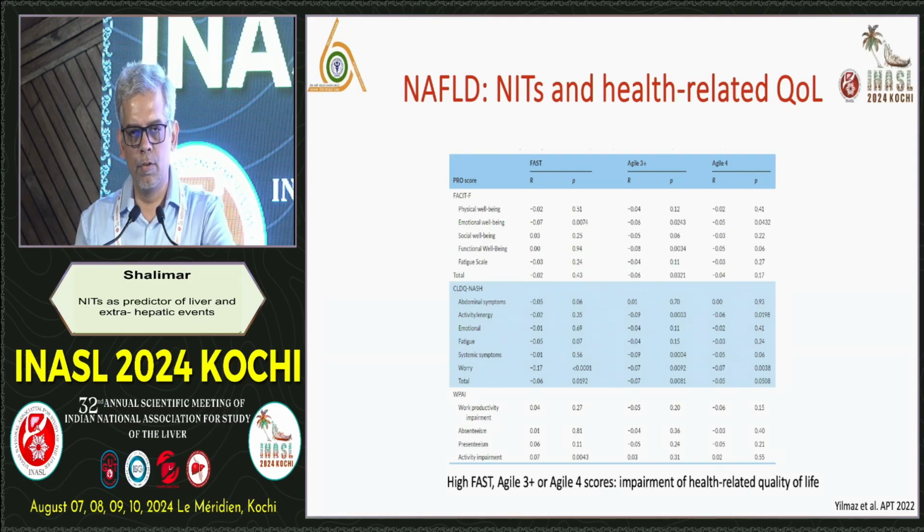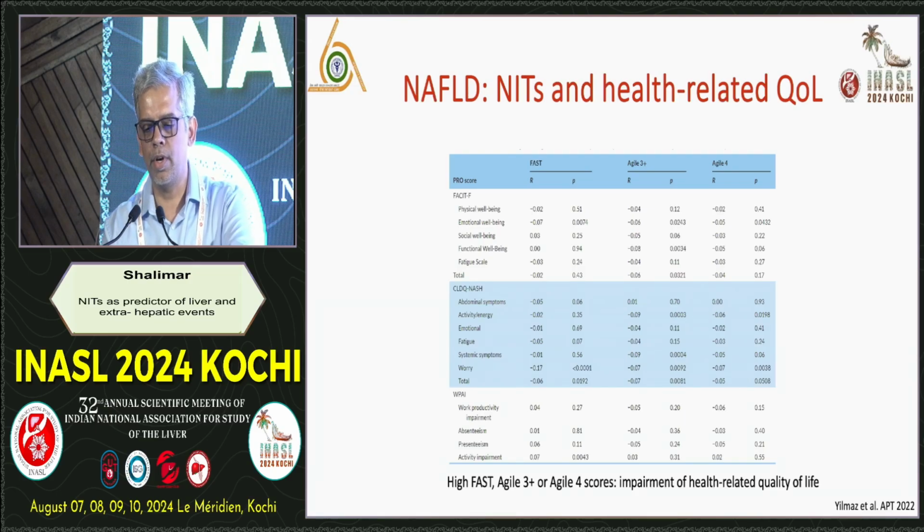What this study showed was that a high FAST score, AGILE-3 and AGILE-4 scores are associated with an impairment of health-related quality of life in patients with MASLD.